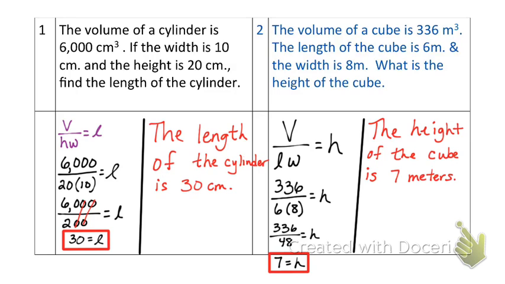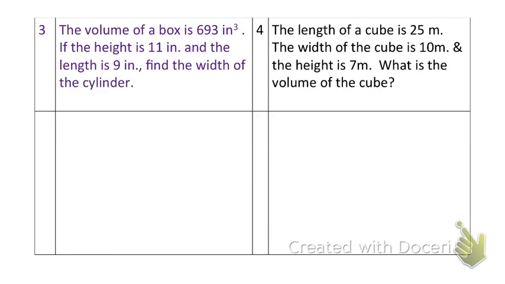Let's move on to another pair of problems. In this one it says the volume of a box is 693 inches cubed. If the height is 11 inches and the length is 9 inches, find the width of the cylinder. If you want to, pause the video right now, try to solve both these problems, and let's see if you get the same answer that I do.